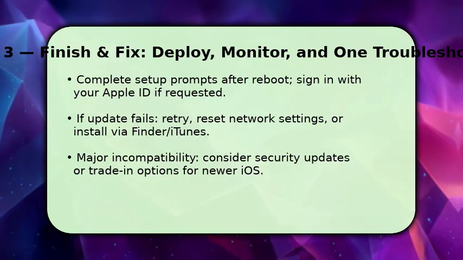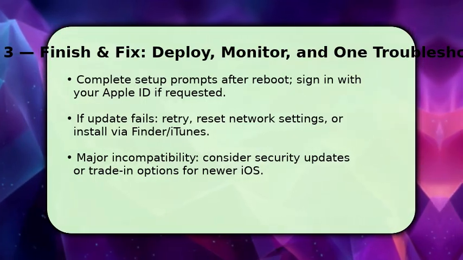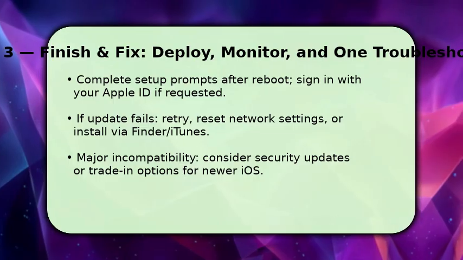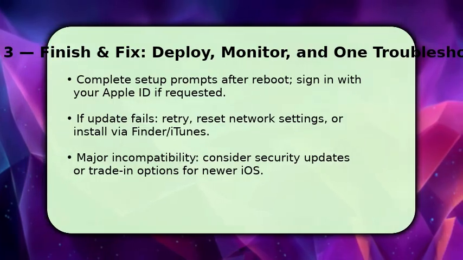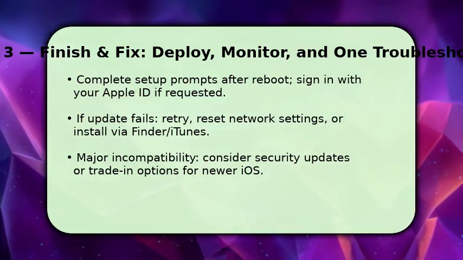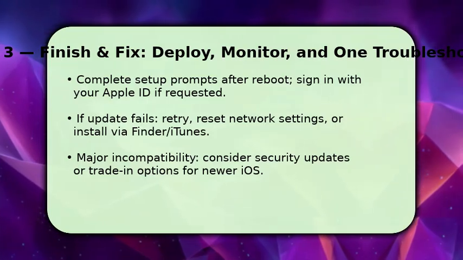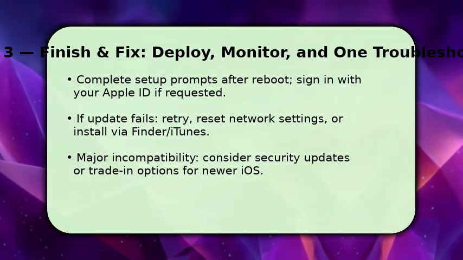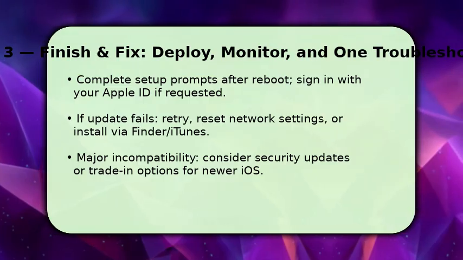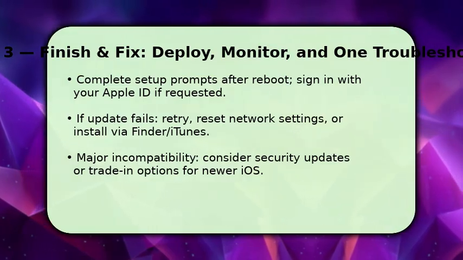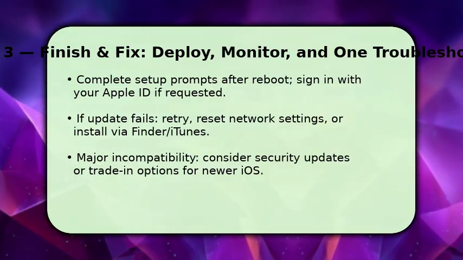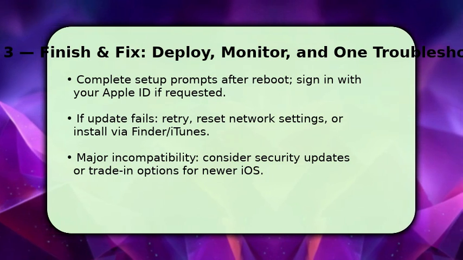If the update fails, first retry the download, then try resetting network settings, and finally use Finder on macOS or iTunes on Windows to install via a wired connection. If the iPhone 6 cannot receive iOS 16 due to hardware limits, focus on installing the latest supported security updates, or consider upgrading or trading in the phone.